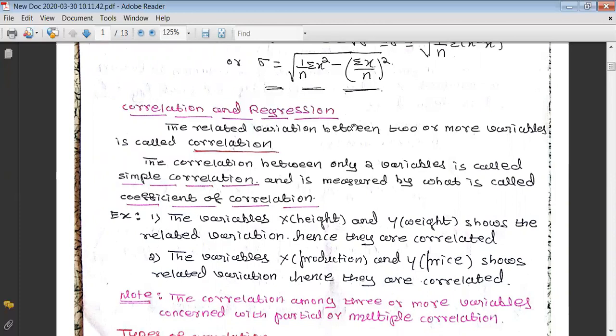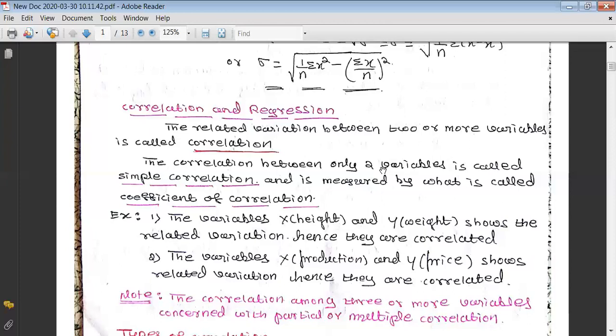Correlation means the related variation between two or more variables. Suppose we consider only two variables at a time. The correlation between only two variables is called simple correlation, and it is measured by what is called the coefficient of correlation. For a simple correlation, there must be only two variables. As an example of simple correlation, take two variables, x as height and y as weight. These two show a related variation, hence they are correlated.